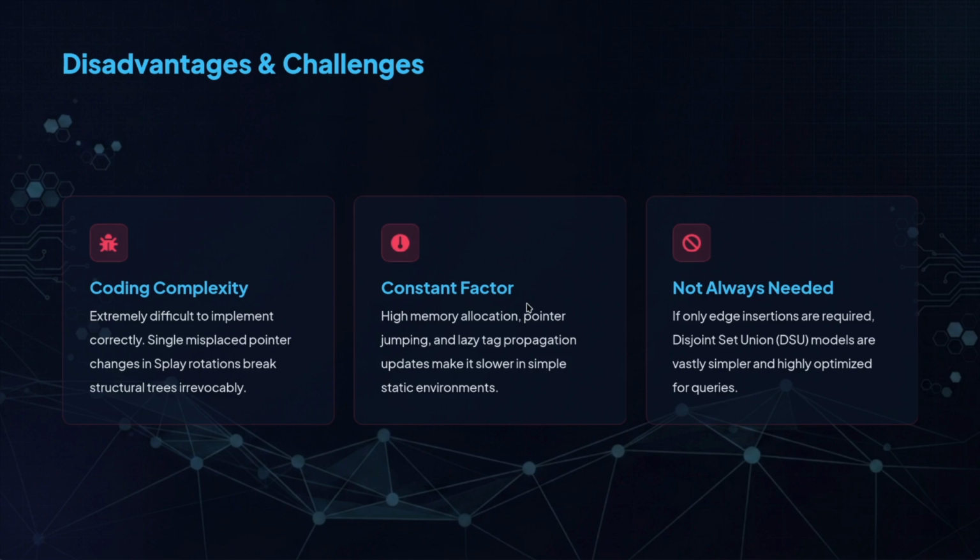That beautiful big O of log N bound hides a lot of overhead. High memory allocation, continuous pointer jumping, and lazy tag propagation mean that if your environment is mostly static, a standard segment tree or basic array will easily beat it in raw speed. Finally, it's simply not always needed. If your project only requires adding edges without ever cutting them, a disjoint set union, or DSU, model is vastly simpler, faster, and highly optimized.